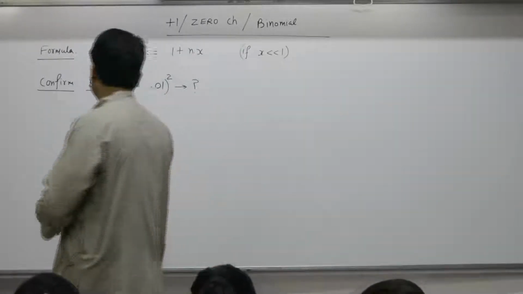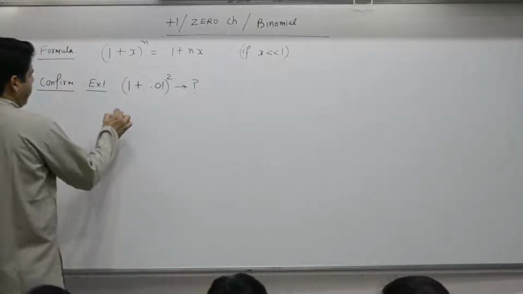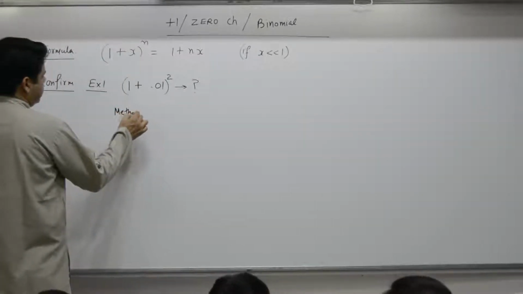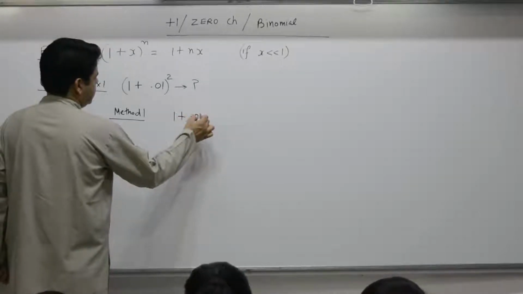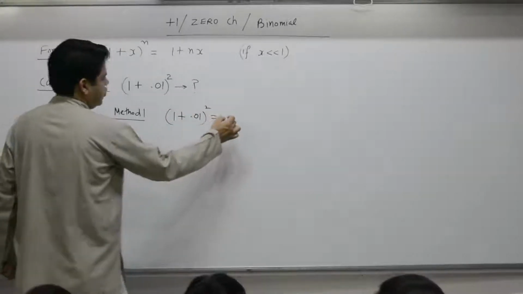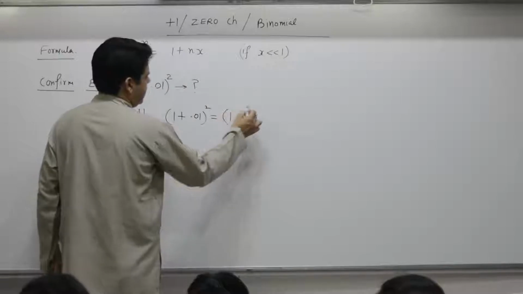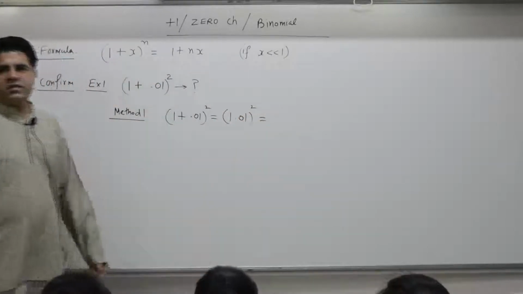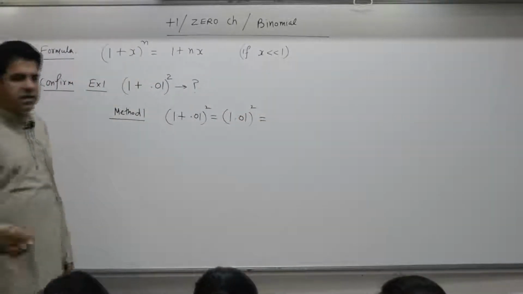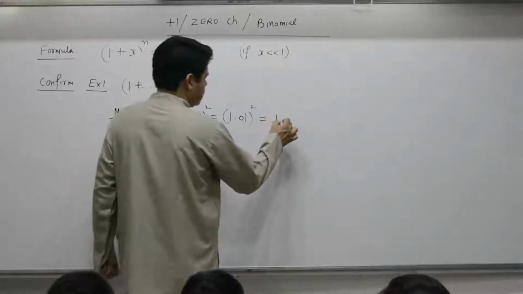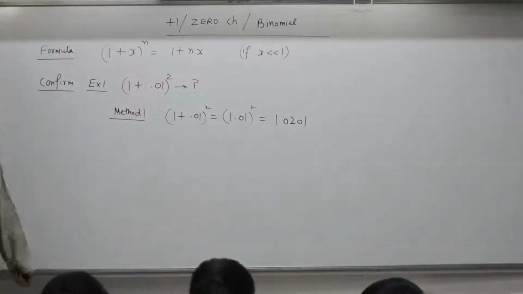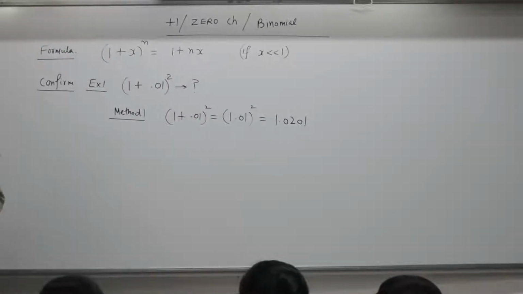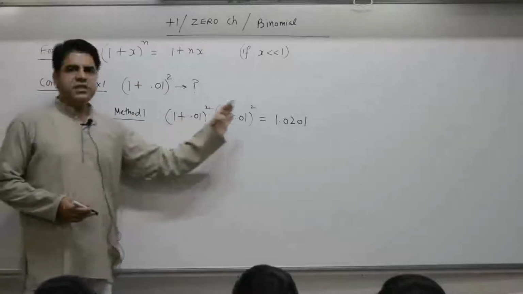So as per school method, exact method, 1 plus 0.01 square is equal to 1.01 square is equal to 1.0201. This is what you are getting. School. Okay? So you can solve it by this method.